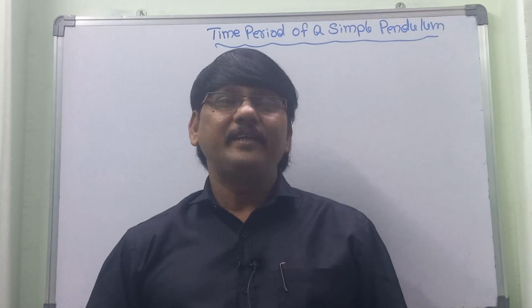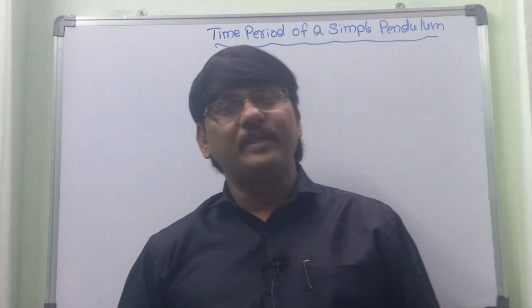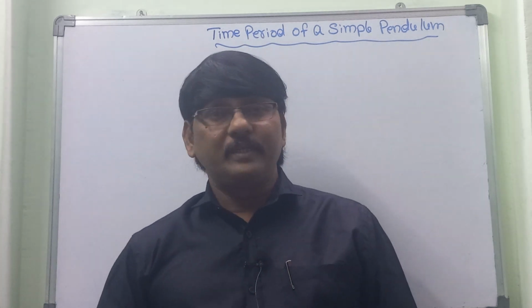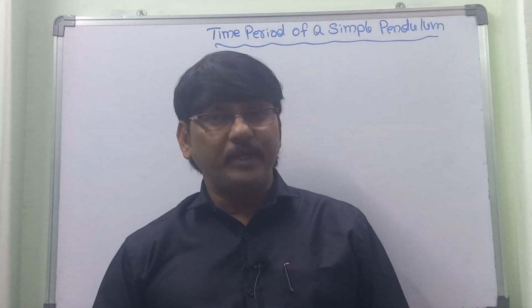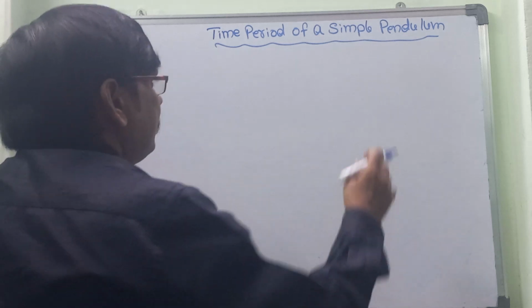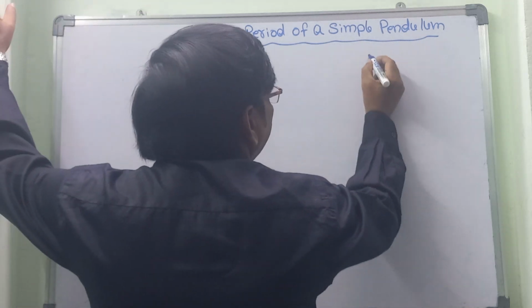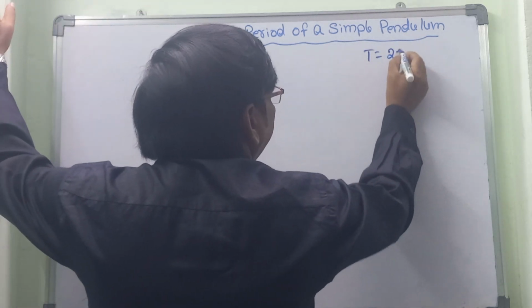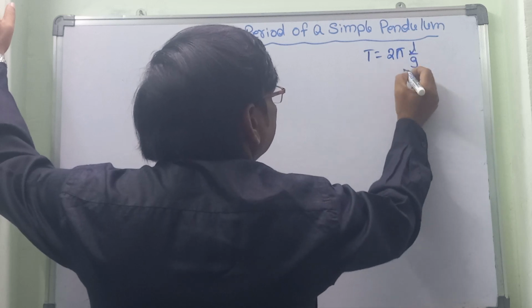In today's session, let's find the derivation for the time period of a simple pendulum. T is equal to 2 pi root L by g. That is the equation, and now let's derive it. So we have to derive T is equal to 2 pi root L by g.